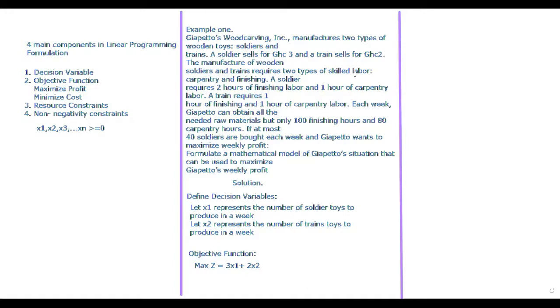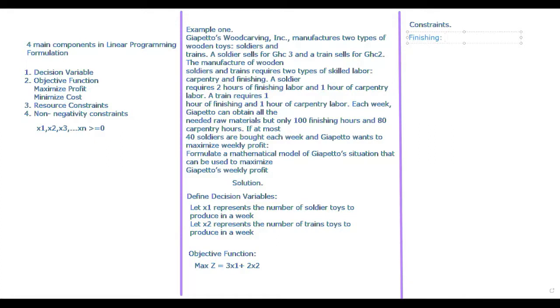If they don't have the carpentry department, the finishing department, they cannot what? Sell what they want to produce. You get it? So that becomes our resource. So the finishing and the carpentry are our resources or the constraints here. You get it? So we move on to the third one, which is the constraints. Now we move on to constraint number 1. So we tackle the finishing first.